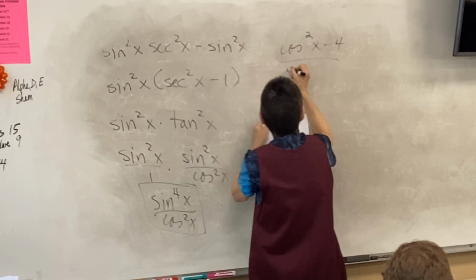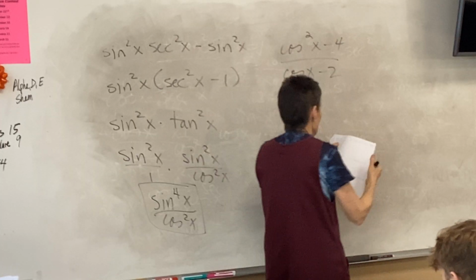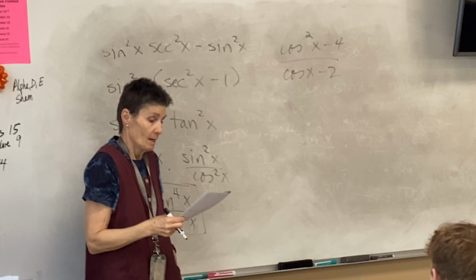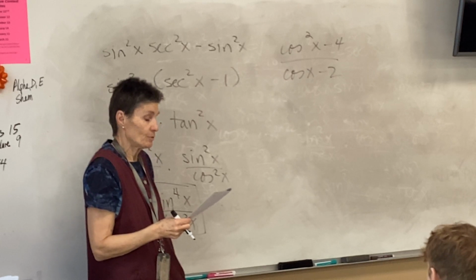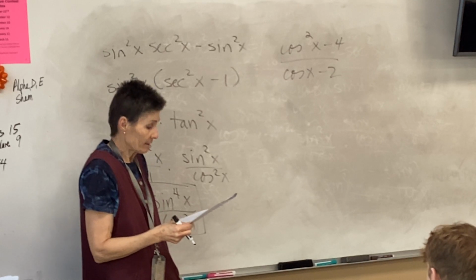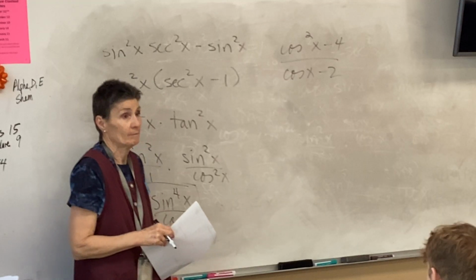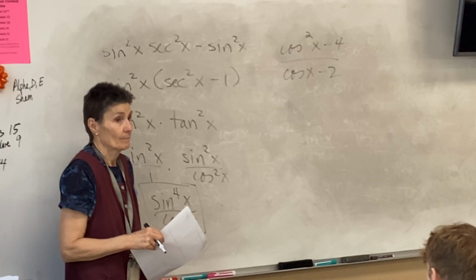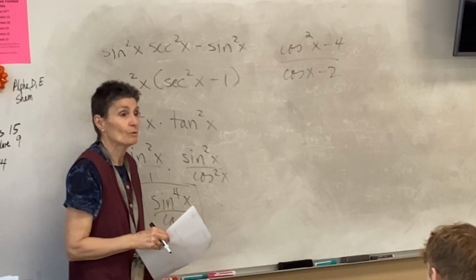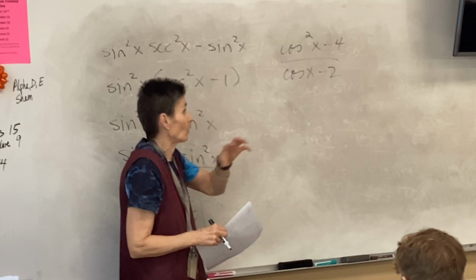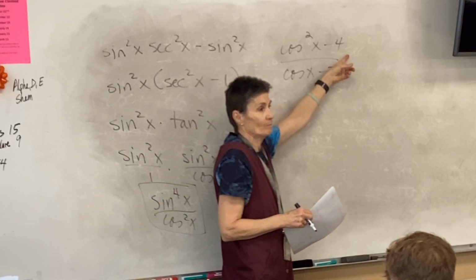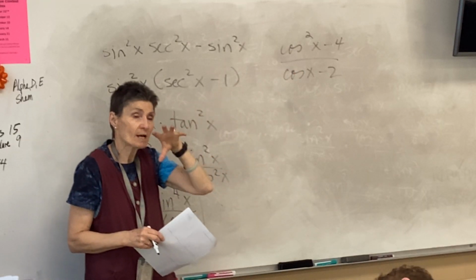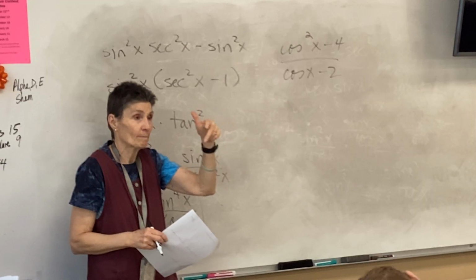Okay, here's a good one. I want you to look at the top of that fraction and tell me if you notice anything about it. You won't see it on the paper because there aren't any 4s on the paper, okay? But just look at it. What do you notice about cosine squared minus 4?